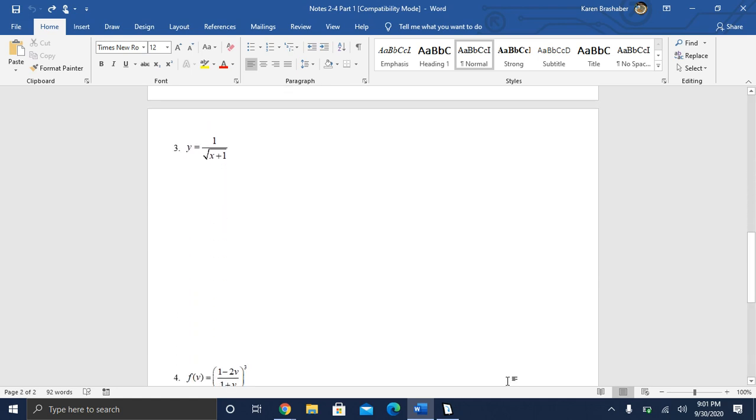So on problem 3, we need to get the square root as an exponent. We also need to get it out of the denominator. So we'll write this as y equals x plus 1. To get it out of the denominator, I'll need a negative exponent. And to get it out of the square root, I'll need to use that 1/2 power.